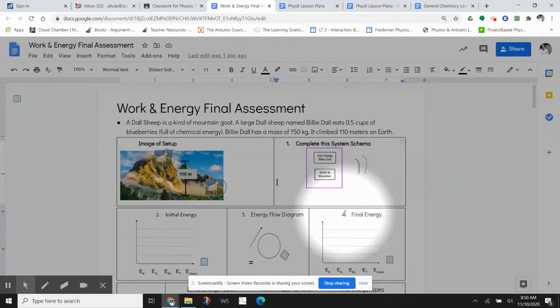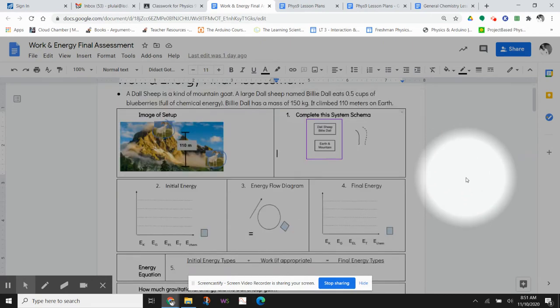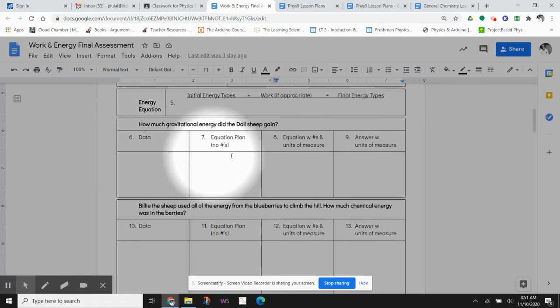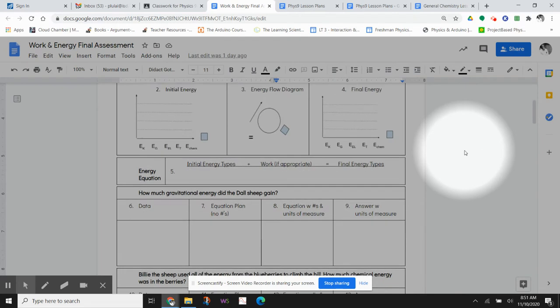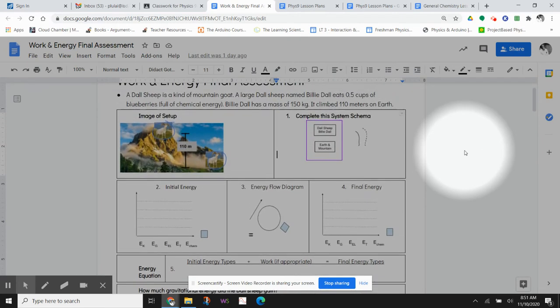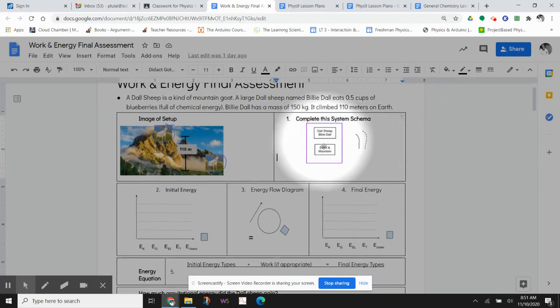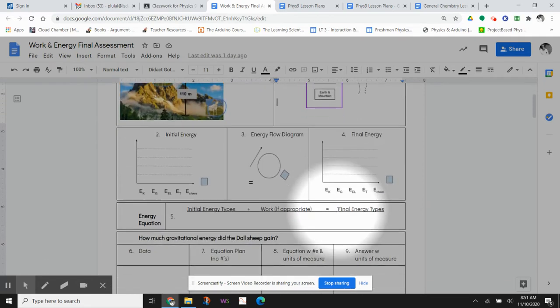Hello. I was asked yesterday if I would show an example of the last part of each problem, with how to do this table. So that's what I'm going to do. There are YouTube links or video links in the description of the assignment on reminders of how to do the system schema, how to do the energy bar charts, and how to do this energy equation. So the only thing I'm going to focus on is making sure we have this part here.